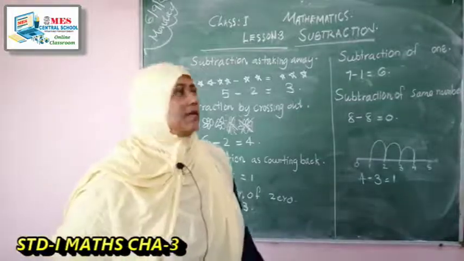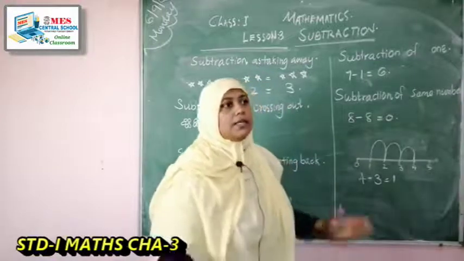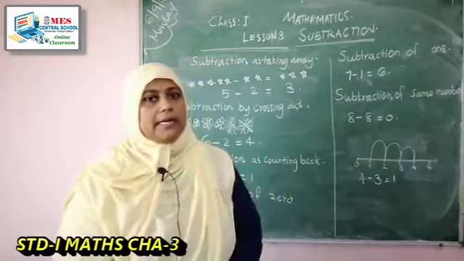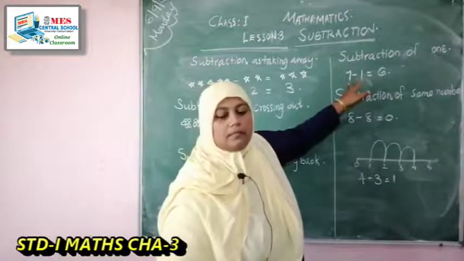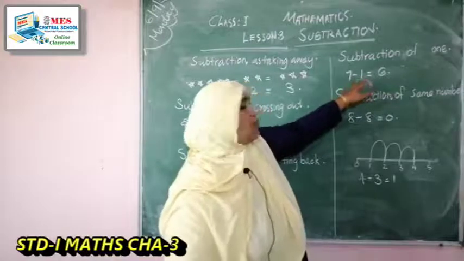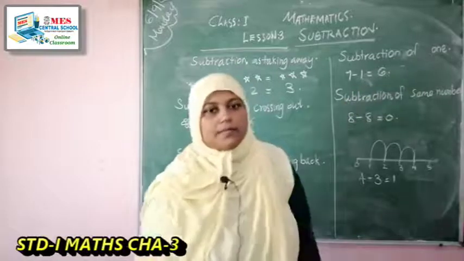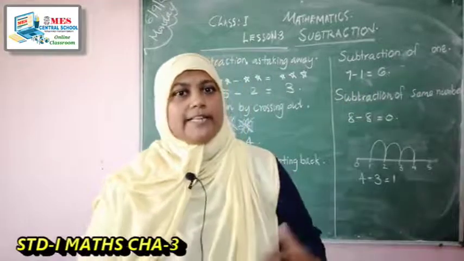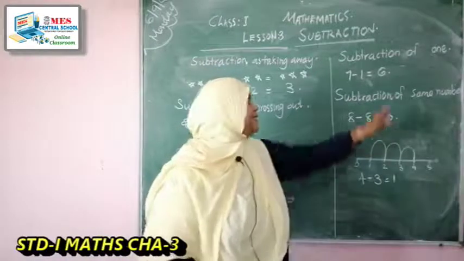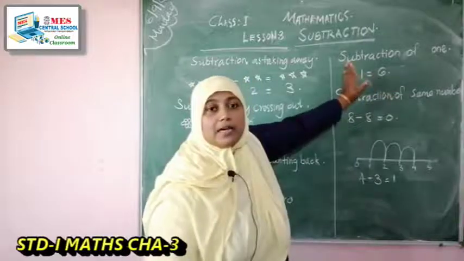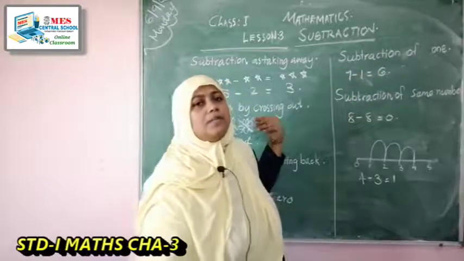The next point you want to understand is subtraction of 1. If we subtract 1 from any number, what happens? Here you have 7. If you subtract 1 from 7, what is the answer? For example, 7 toffees are with you, and 1 is taken by your mother. How many remain with you? 6. So when we subtract 1 from any number, we will get the just-before number as the answer.